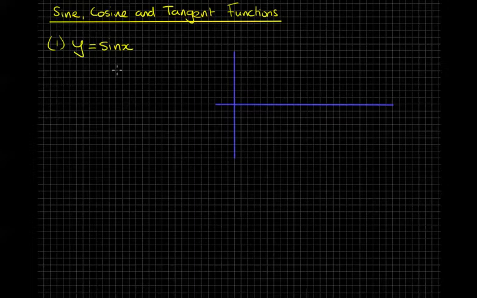We're going to look at the graphs of the sine, cosine and tangent functions. So let's look at the graph of y equals sine x first of all. You may remember doing this from GCSE level. The graph of y equals sine x is a wavy function, and it's one that repeats itself. Now we're going to be working in radians a lot.